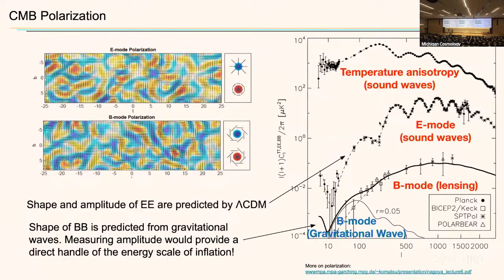So when we look at the polarization power spectra of E modes and B modes, you see them just being lower amplitude than the temperature measurements, and you'll also see the uncertainties in these plots increasing. That's just because they are harder to measure. They still give us rich information about lambda CDM cosmology, so we're interested in studying them to understand fundamental physics. The shape and the amplitude of the E mode power spectrum, for example, are predicted by lambda CDM. And the physics that we're really after here from gravitational waves predicts the shape of the B mode polarization spectrum. And measuring this amplitude would provide a direct handle on the energy scale of inflation, which would be rad.